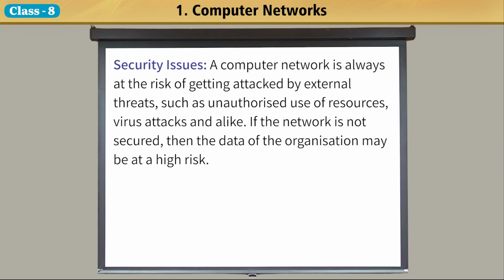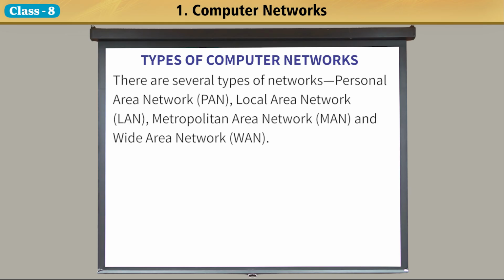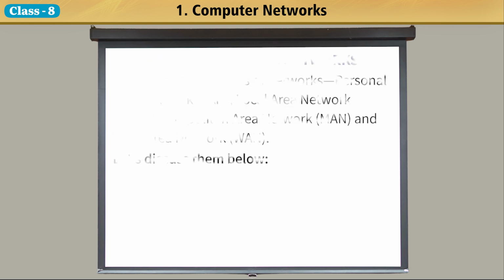A computer network is always at the risk of getting attacked by external threats, such as unauthorized use of resources, virus attacks, and the like. If the network is not secured, then the data of the organization may be at high risk. Types of computer networks. There are several types of networks: personal area network (PAN), local area network (LAN), metropolitan area network (MAN), and wide area network (WAN). Let's discuss them below.